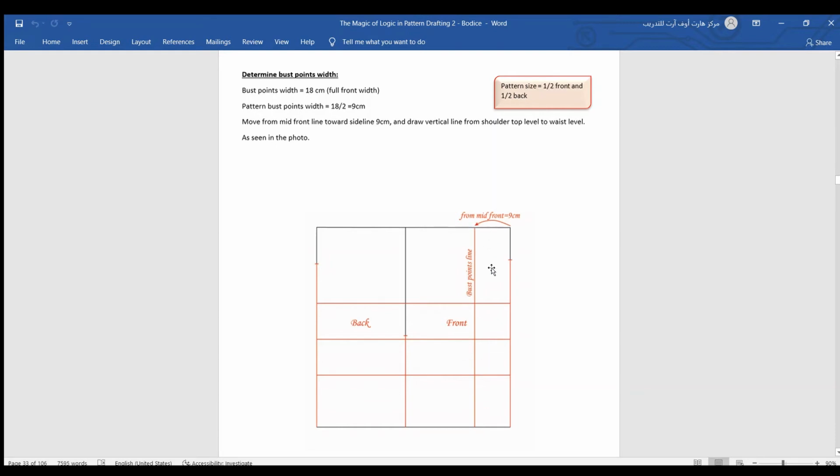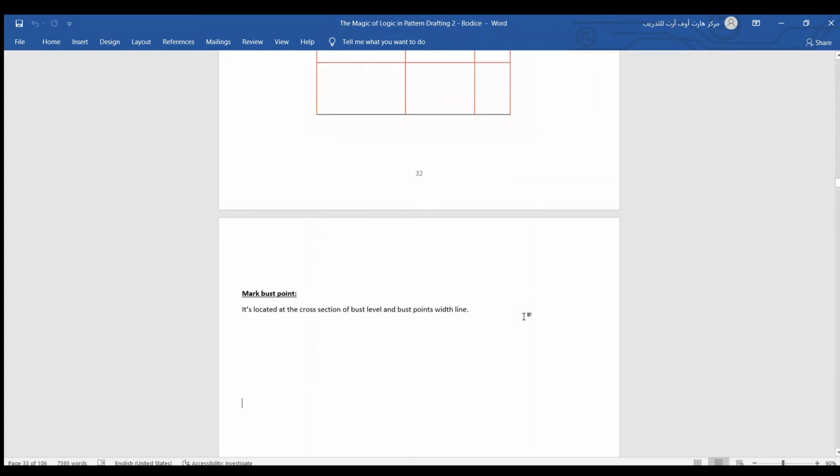We'll be using this line for the seam. Here is where we'll be placing the darts, on this line. You can check my previous videos on darts also, and you will have a clear idea about what I'm talking about. I will also try to show you this on a mannequin, so you will get a clear idea of what I'm drawing.